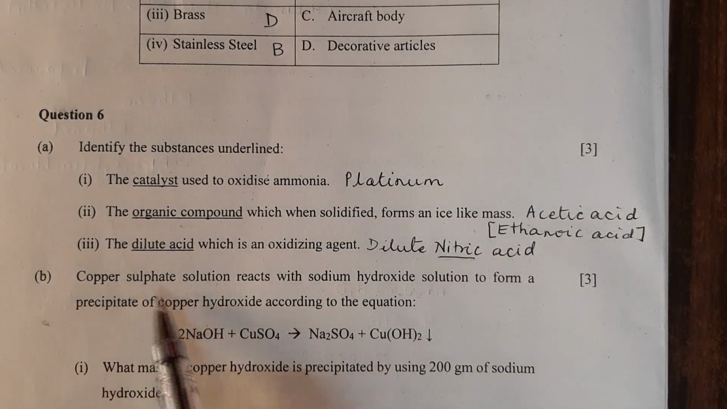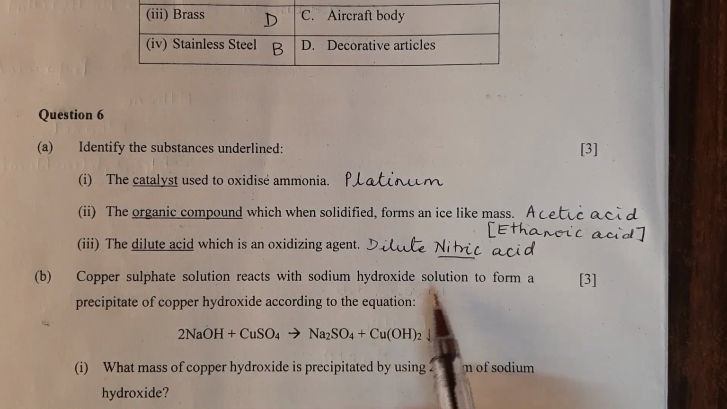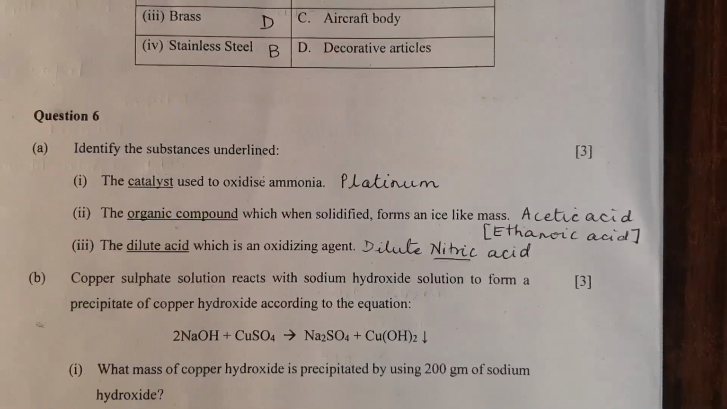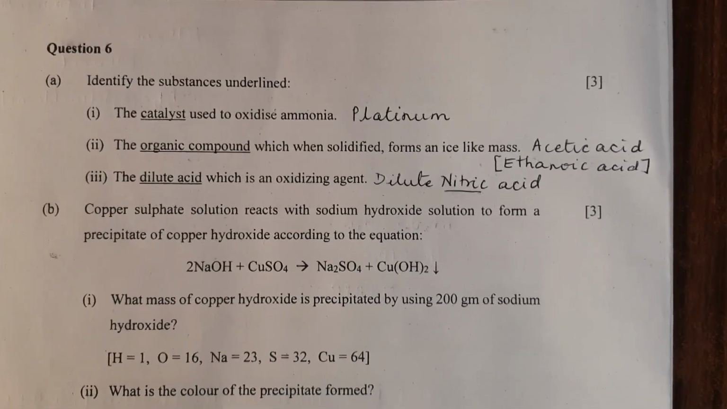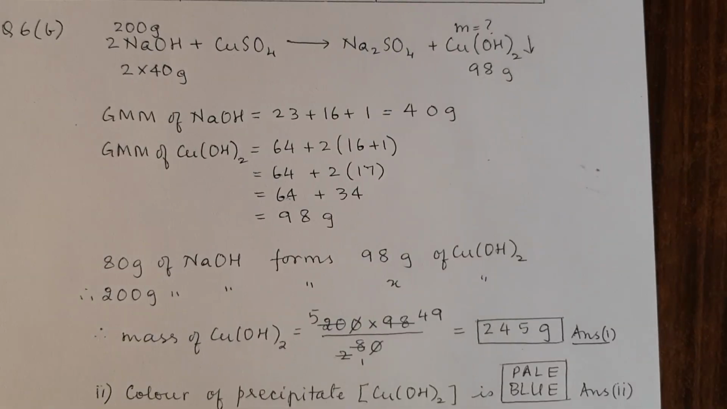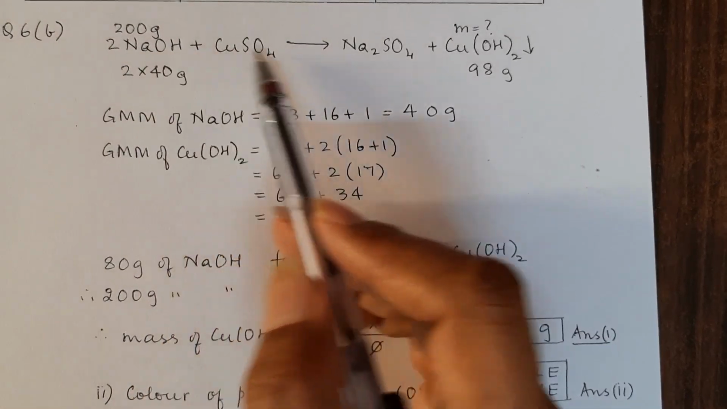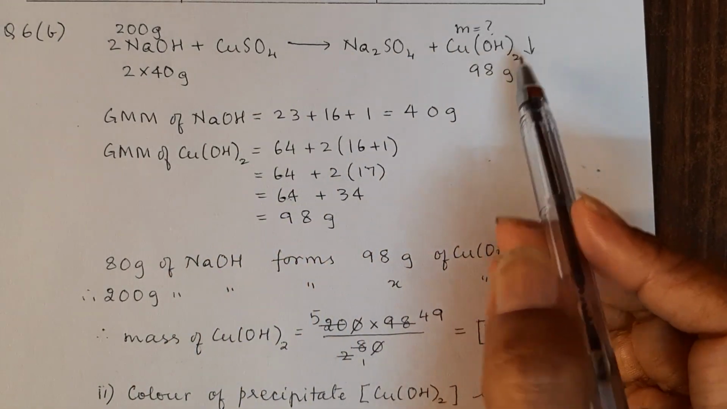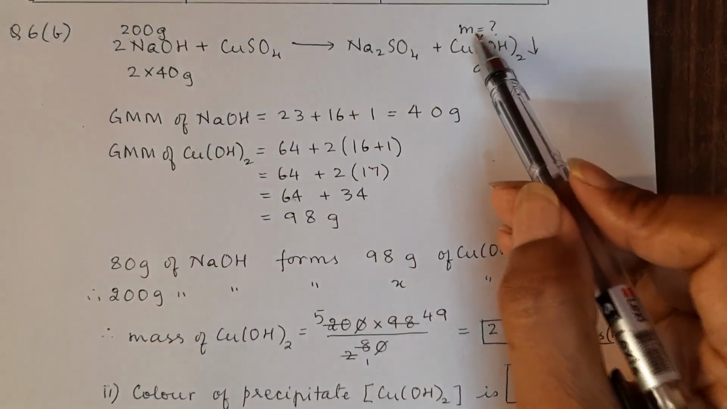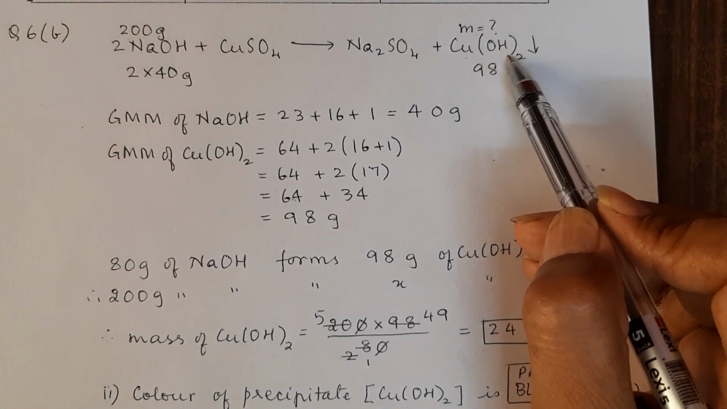Now we come to B. Copper sulfate solution reacts with sodium hydroxide solution to form a precipitate of copper hydroxide according to this equation. What is the mass of copper hydroxide precipitated by using 200 grams of sodium hydroxide? The atomic masses are given. And what is the color of the precipitate formed? So for our solution, we will write the equation like so, as it is given in the paper, and we will write the question. 200 grams of NaOH will give us how much of mass of copper hydroxide.